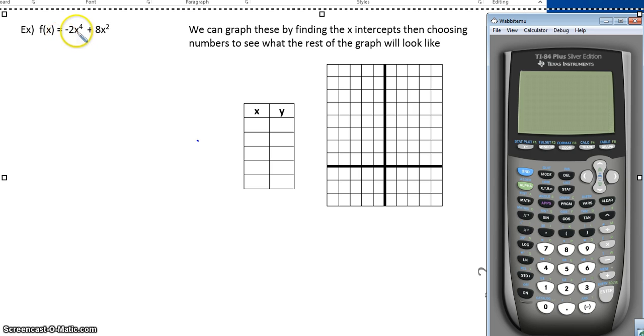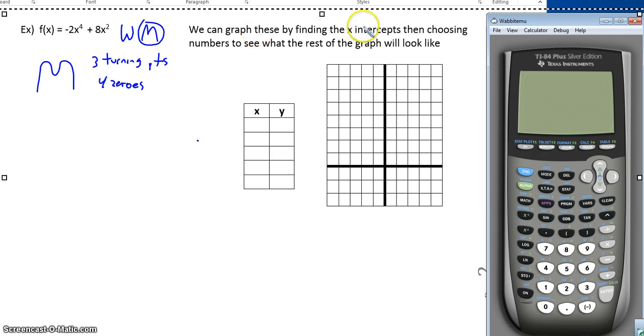So here's my thought process. First thing I notice, it's degree 4, so it's either going to be a W or it's going to be an M. If my leading coefficient is negative, it's going to be an M-shaped graph. With that being said, if my graph is an M-shaped graph and it's degree 4, there should be 3 turning points, and I should also have 4 zeros, or at most 4 zeros. I may not get exactly 4 zeros. I may get less than that if one of them is a double 0.